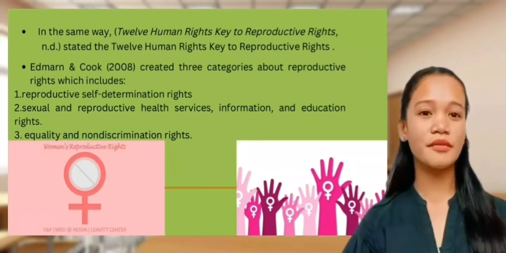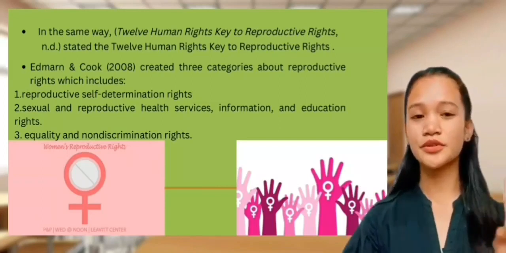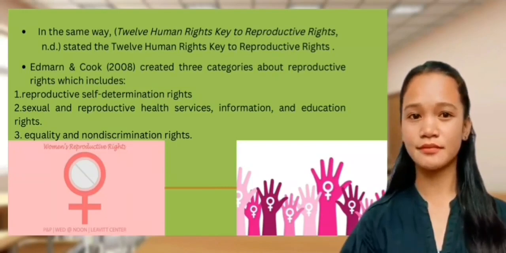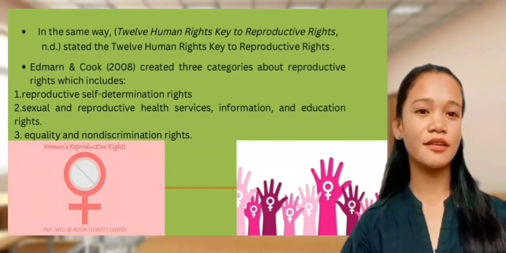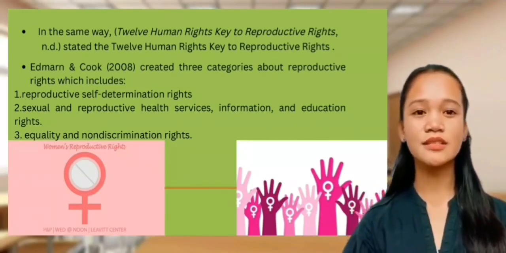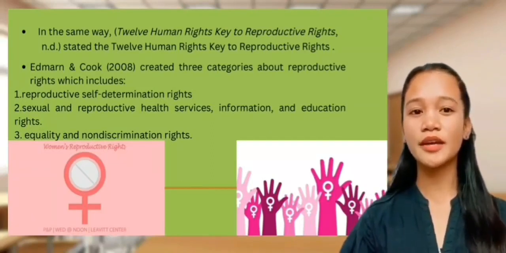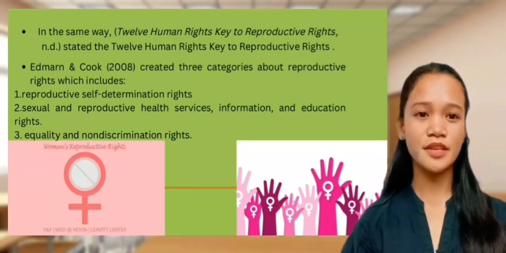Number 1, the right to life. Number 2, the right to liberty and security of person. Number 3, the right to health, including sexual and reproductive health. Number 4, the right to decide the number and spacing of children.